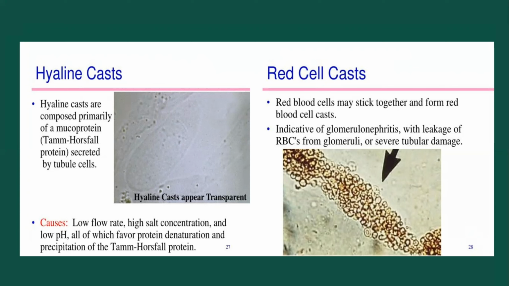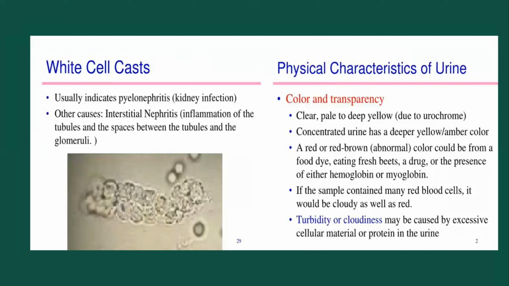Red cells may stick together and form red blood cell casts, indicative of glomerulonephritis with leakage of RBC from the glomeruli or severe tubular damage. White cell casts indicate pyelonephritis. Other causes include interstitial nephritis.